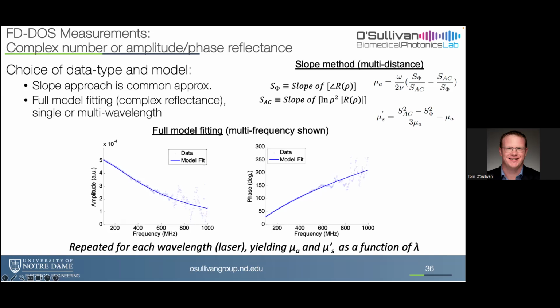It sounds like this is just a multi-distance measurement. Why does this do better? You've got the phase, which you still don't have in CW multi-distance.